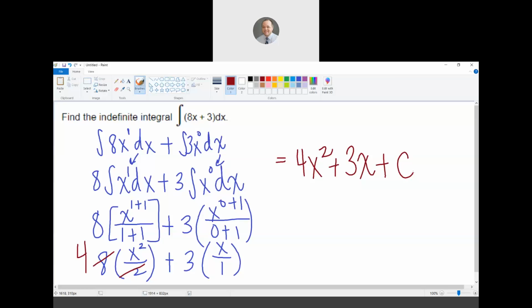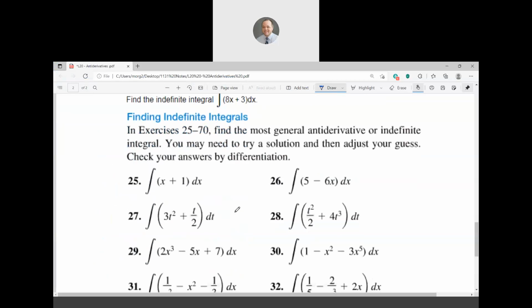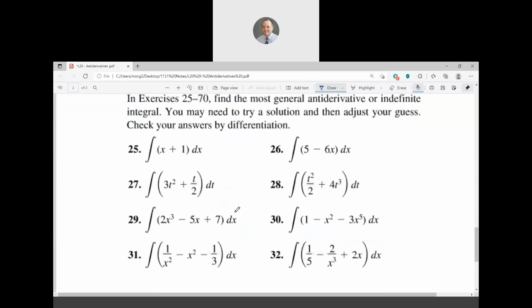And as I mentioned earlier, a good way to check your antiderivative is to take the derivative of it and see if you get the original problem. Let's look at some more.